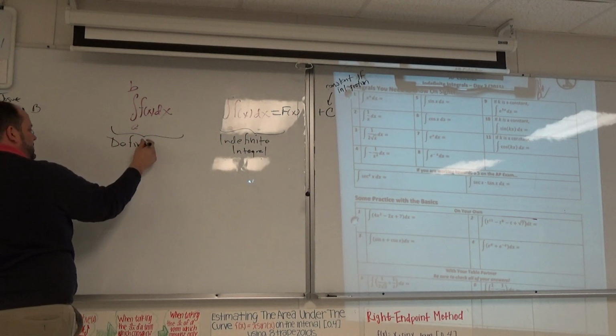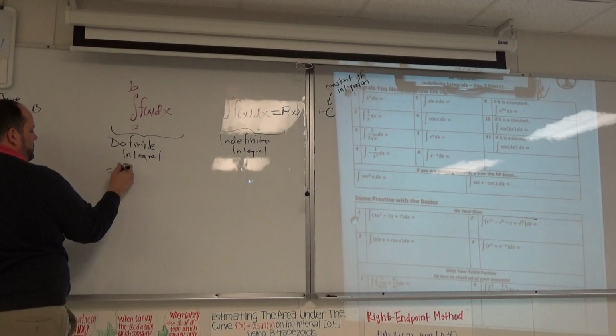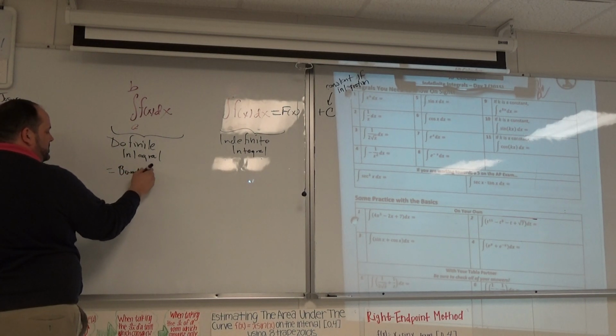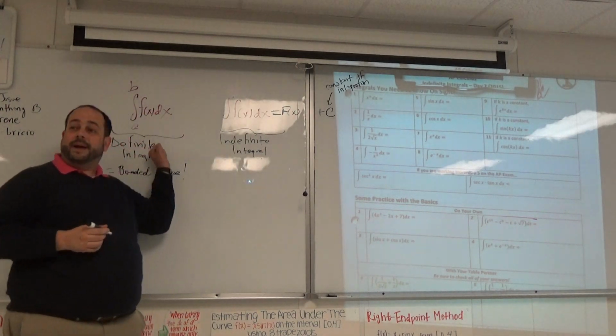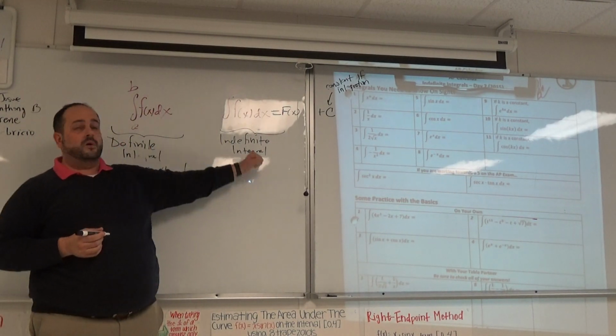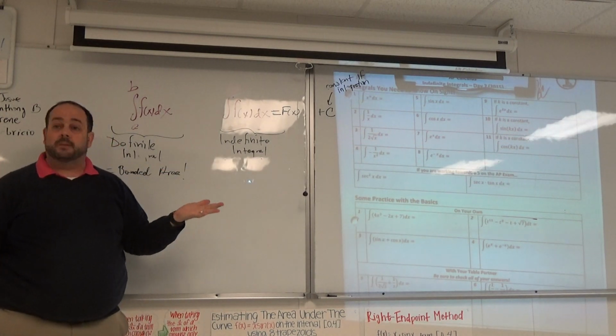All right, and this guy over here, everybody knows is a definite integral. And this guy over here means area bounded by f of x. Bounded area, and I'll just pretend that everybody knows all the rest of the stuff. Over here, bounded area, answer is a number. Over here, indefinite integral, answer is a function of some sort.